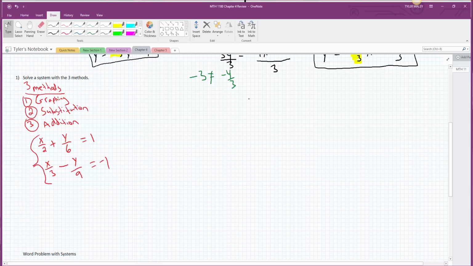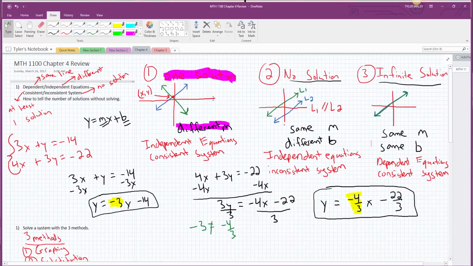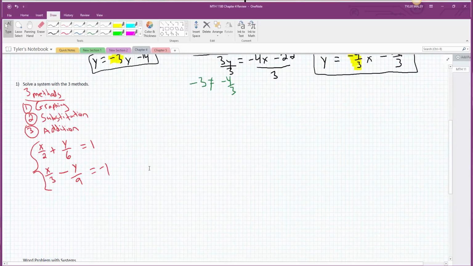Something you could do for practice is look at this system, put each equation in slope-intercept form, and practice identifying the number of solutions it would fit into. Which category would this fit into? And when we do things with three variables, there are more than just these three possibilities, right?